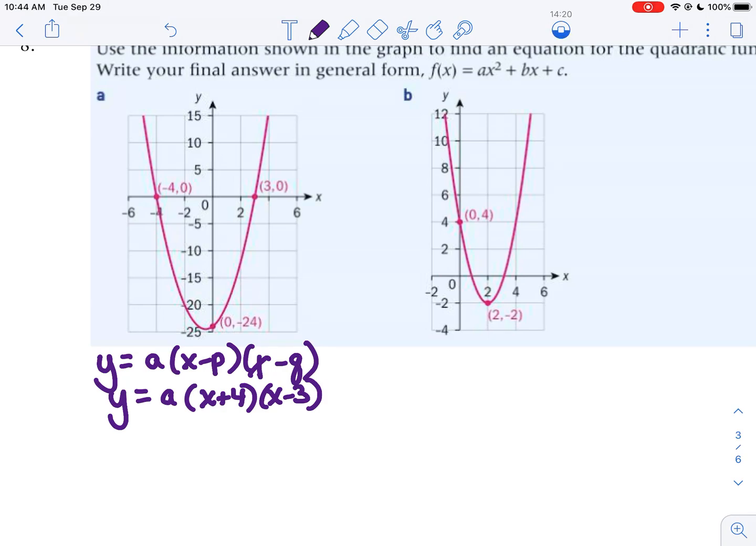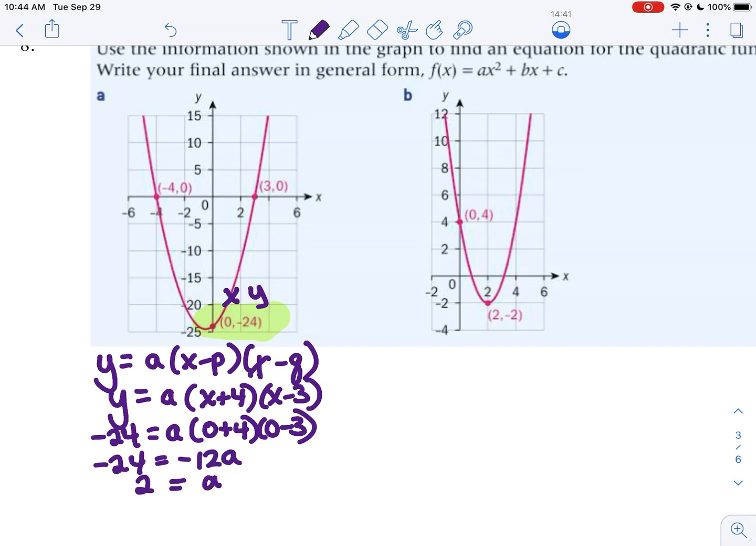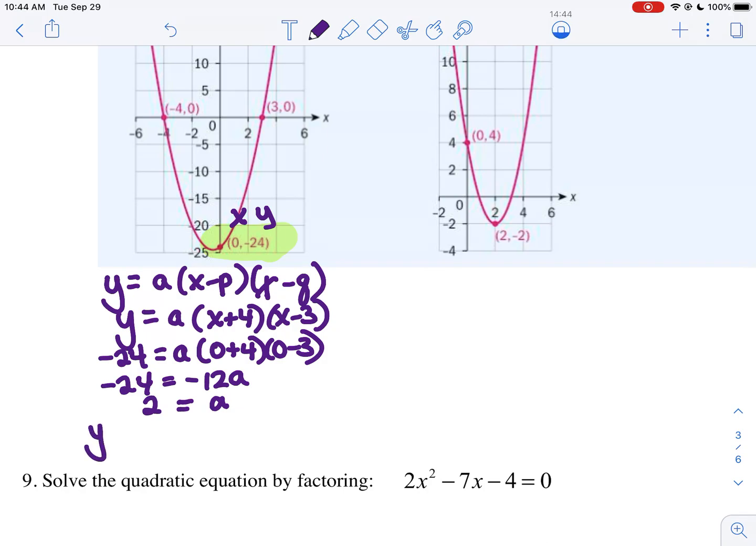So now I'm going to use this point right here to help me. I'm going to plug in that this is the x and that's the y. So I'm going to get negative 24 equals a times 0 plus 4 times 0 minus 3. So I'm getting a is 2. So now you have y equals 2 times x plus 4 times x minus 3. Then they want us to multiply that out.